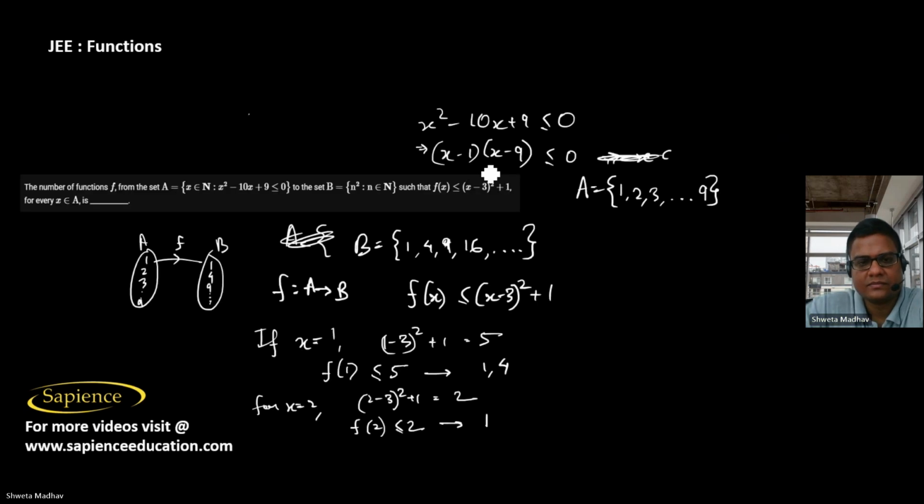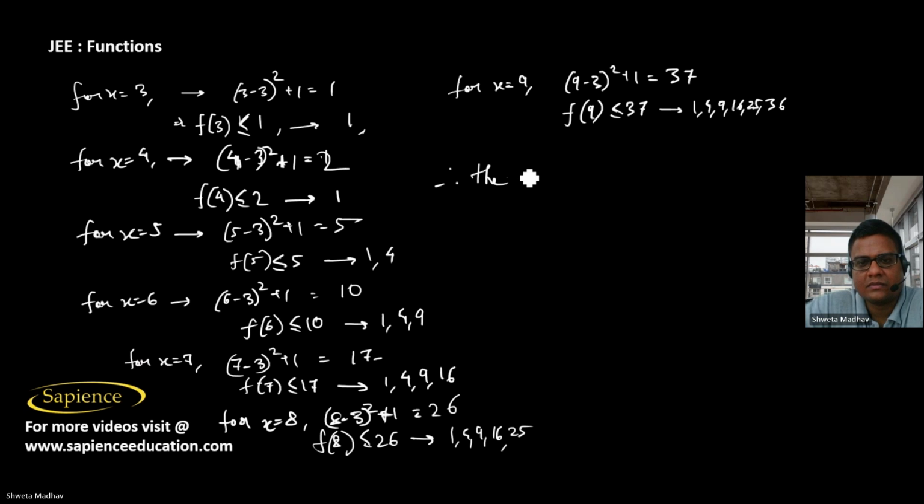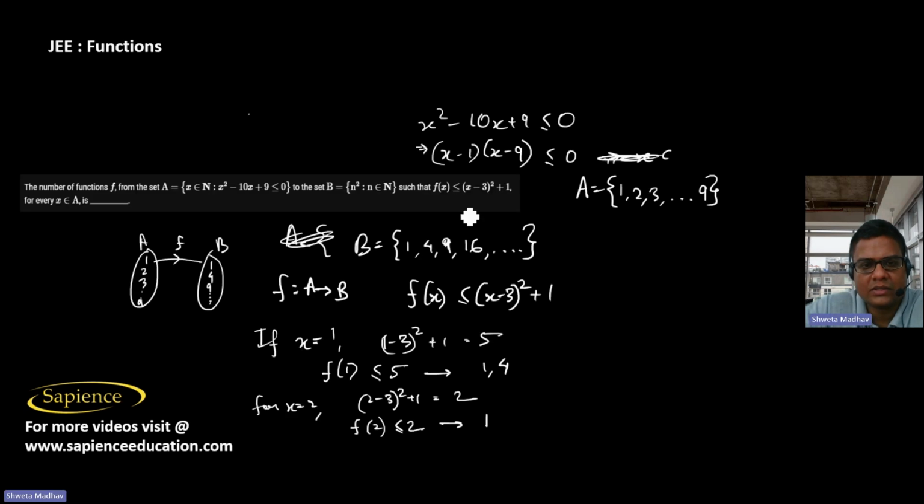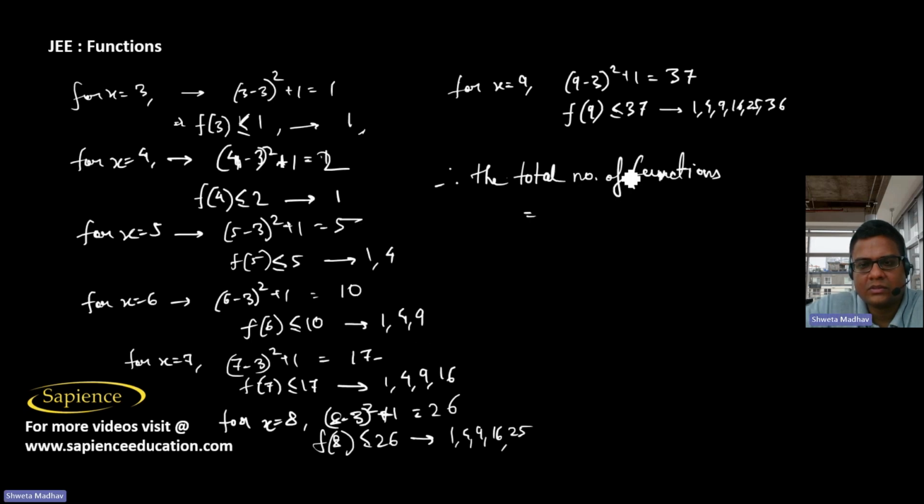So therefore, the total number of functions that can be formed from the set A to B under this condition will be equal to, here we have 6 options, so 6 into, here we have 5 options, here we have 4 options, here we have 3 options, here we have 2 options, and here we have 1 option, and here again 1 and 2 options.